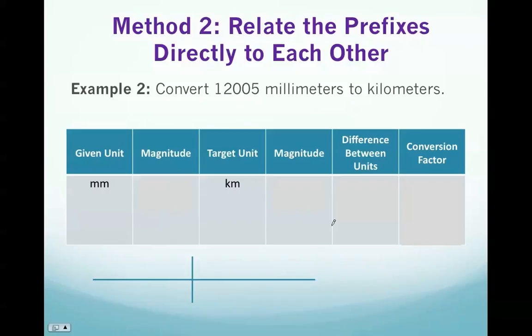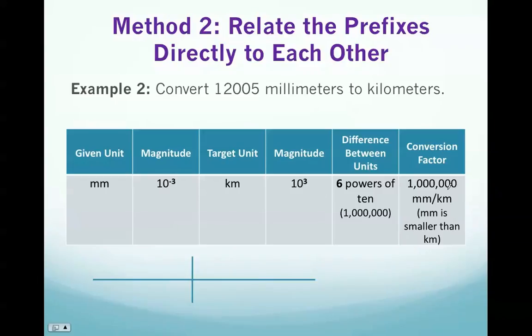Here I'm going to convert 12,005 millimeters to kilometers. I look at my given unit, which is millimeters, and I'm going to look at my target unit, which is kilometers. Again, I'm using table C for this. The magnitude of millimeters is 10 to the negative third. The magnitude of kilometers is 10 to the third. So when I look at the difference between units, basically counting along a number scale, I'm going to get a difference of 6. So 6 powers of 10, or 1 times 10 to the 6, is a 1 with 6 zeros. So 1 million. That 1 million is going to be placed with the smaller unit. It takes many of the smaller ones to equal 1 of the larger. So my conversion factor is going to be 1,000,000 millimeters per 1 kilometer.